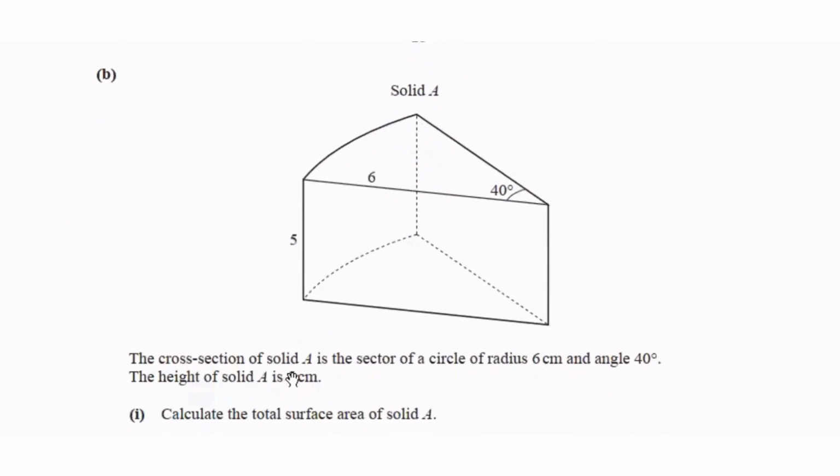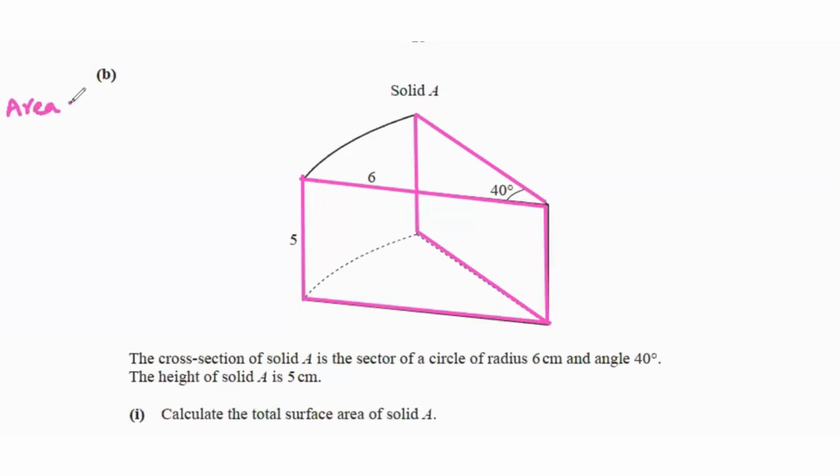Part B says the cross section of solid A is the sector of a circle of radius 6 centimeters and angle 40 degrees. The height of the solid is 5 centimeters. Calculate the total surface area of the solid A. So total surface area, let's start with the faces. This is one rectangular face. And this is the other rectangular face. So we can find the area of these rectangular faces.